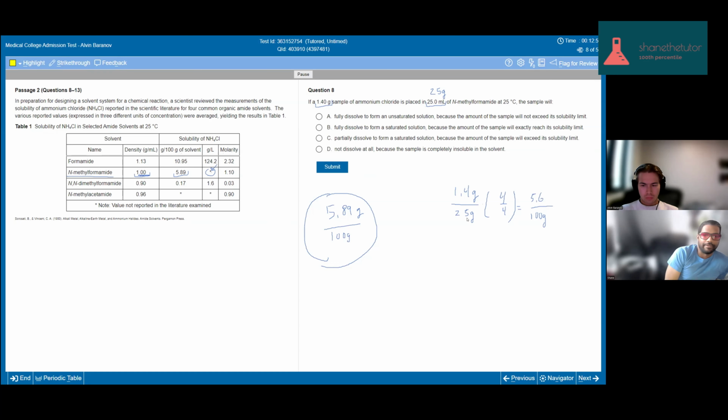Okay, and now solubility, right? This value here is the maximum concentration, or maximum amount of solute that you can add to the solvent for it to be soluble. Now since the value that we got is smaller than this value, that would make it soluble, right? So D is out. And for the rest, they're talking about the solubility limit. So this is saying equals or exceeds, not exceeds, right? We can see that this is smaller, so it should be not exceed, right?